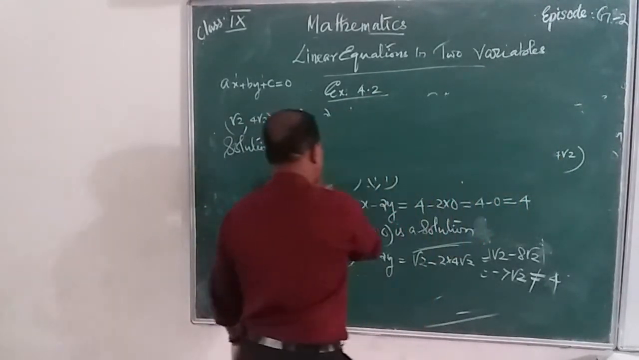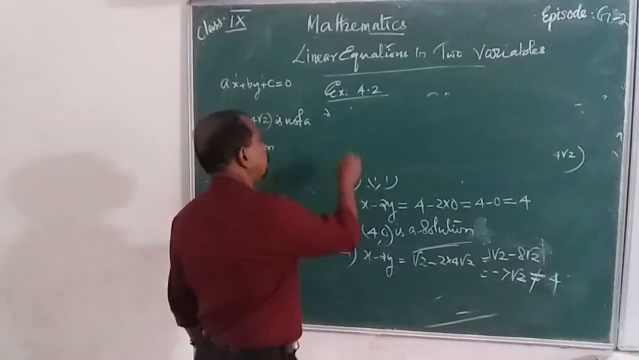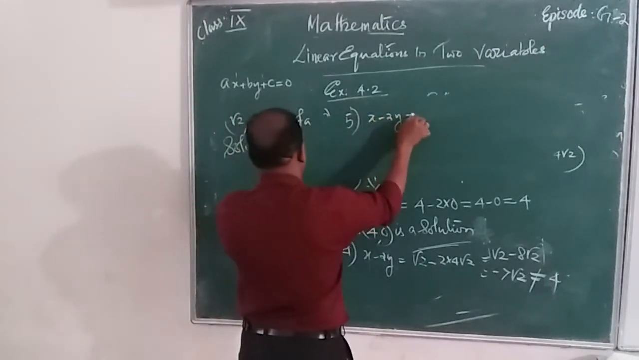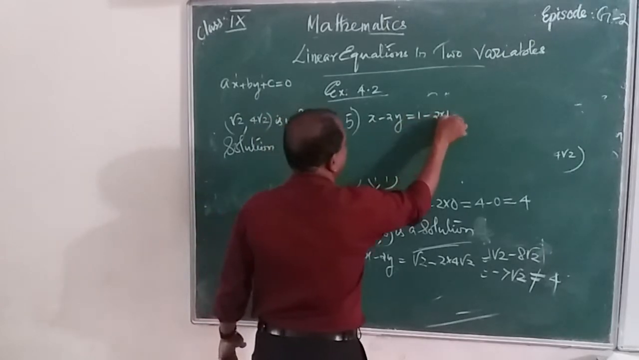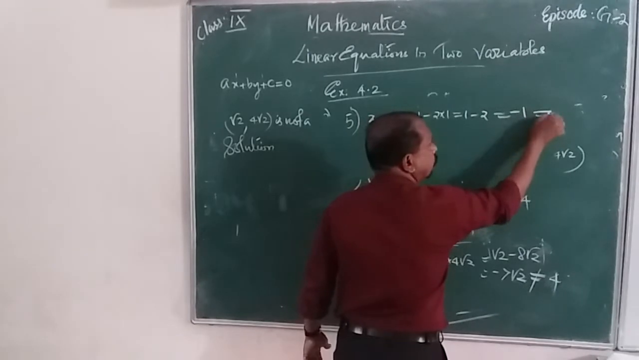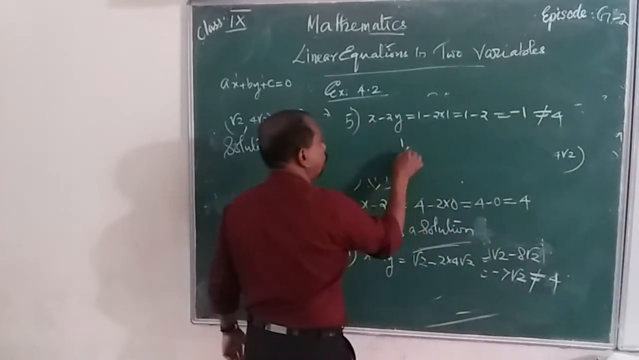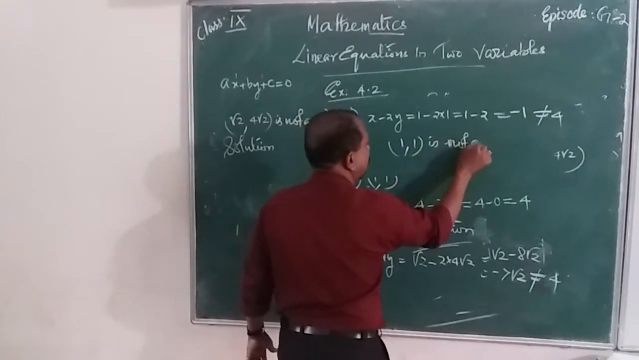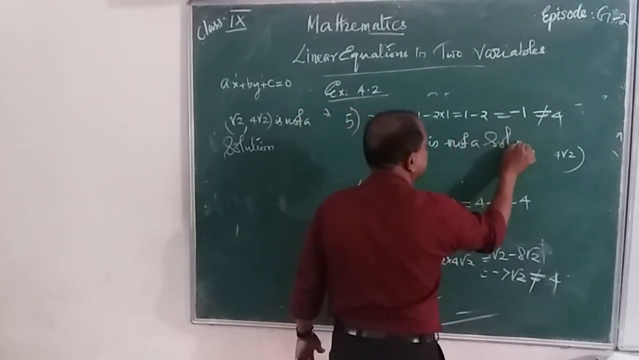Then the last one, question number 5. x minus 2y is equal to 1 minus 2 into 1, is equal to 1 minus 2, is equal to minus 1. That is not equal to 4. Therefore, (1, 1) is not a solution.